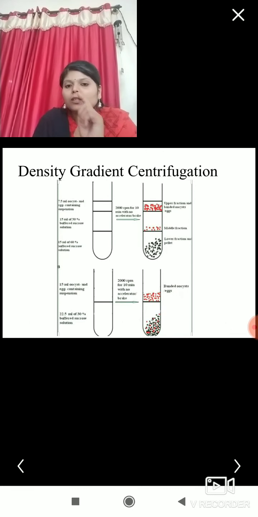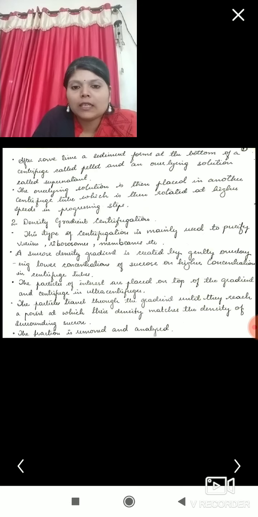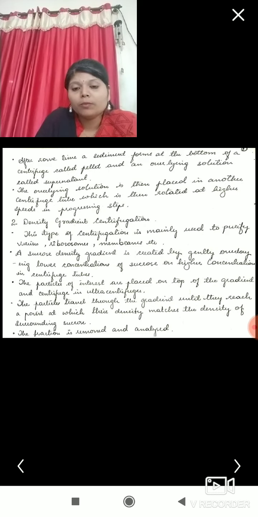Okay, and see here, next one is the density gradient centrifugation. This type of centrifugation is mainly used to purify various ribosomes, membranes, etc. The sucrose density gradient is created by gently overlaying lower concentrations of the sucrose on the higher concentrations in the centrifuge tubes. The particles of interest are placed on top of the gradient and centrifuged in an ultracentrifuge.